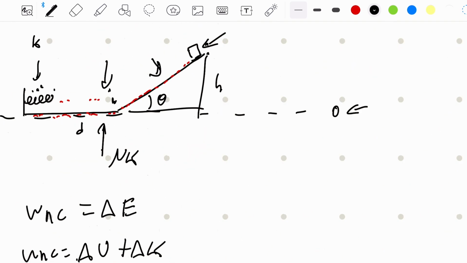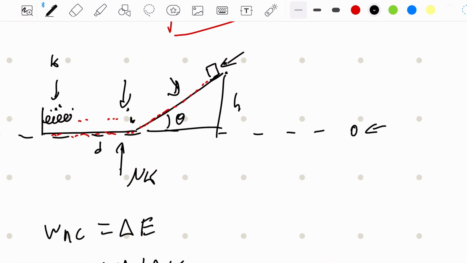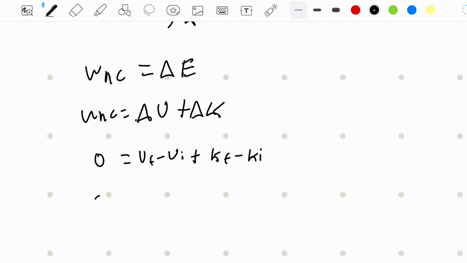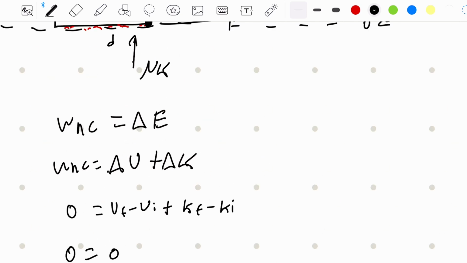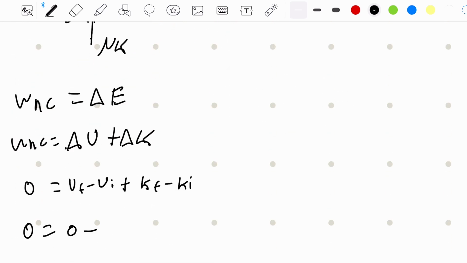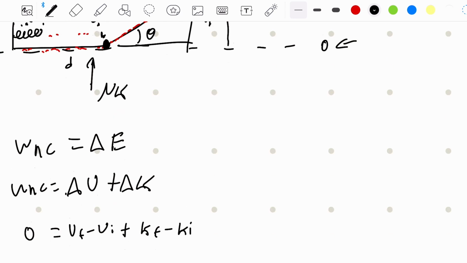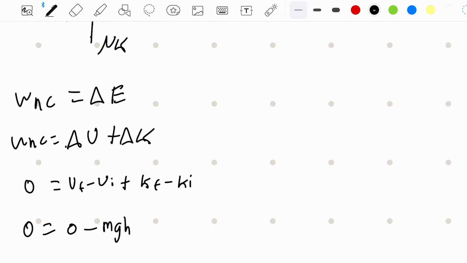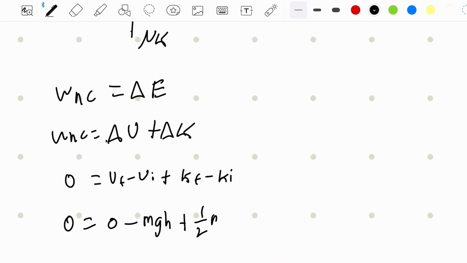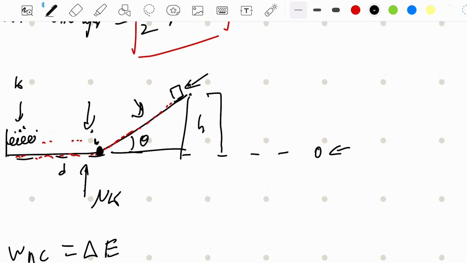Is there any U final? No, because it's going to end up right here at the 0 point, right? So there's not going to be any potential energy once it gets to that bottom. So it's going to be 0 minus, is there any initial potential energy? Yes. There's this height, right? This box is above the ground, so there is a potential energy, which is minus mgh. Plus, is there any final kinetic energy? Yes, this will have 1/2 mv squared. Is there any initial kinetic energy? No, it's starting at rest, so this is plus 0.